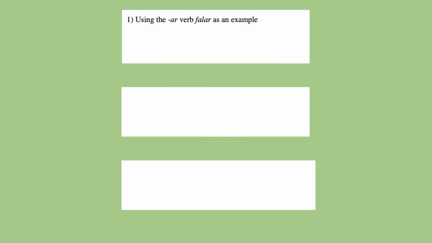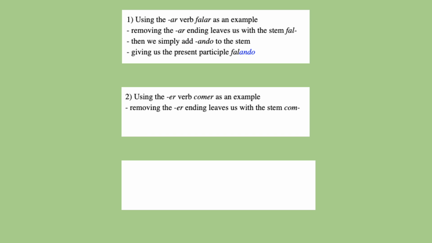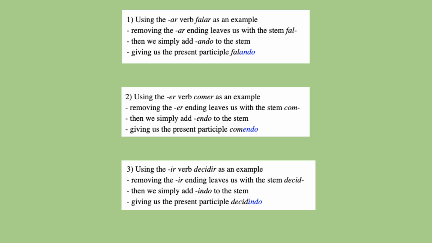For the verb falar, we remove the AR ending and add ando to the stem, giving us the present participle falando. For comer, we remove the ER ending, we add endo to the stem, giving us the present participle comendo. And for decidir, we remove the IR ending, we add indo to the stem, and we obtain the present participle decidindo.